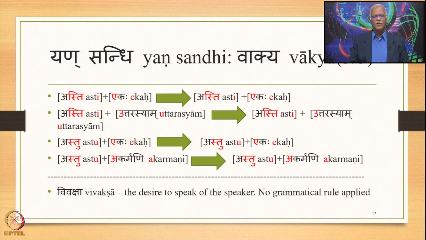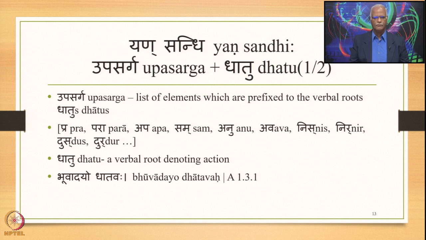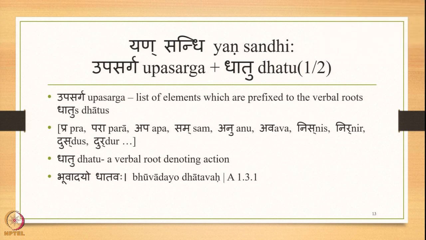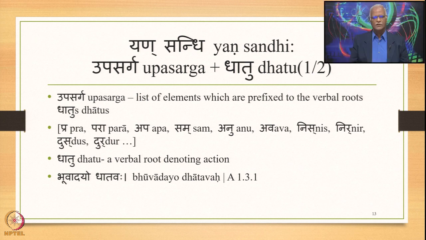So in the text of Srimad Bhagavad Gita, however, samhita is what is intended by the speaker, and therefore we do the sandhi and we return astva karmani as the output. Now, yan sandhi between upasarga and dhatu. Upasarga is a list of elements which are prefixed to the verbal roots, namely dhatus.